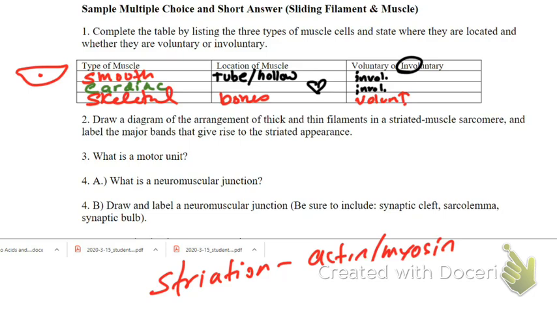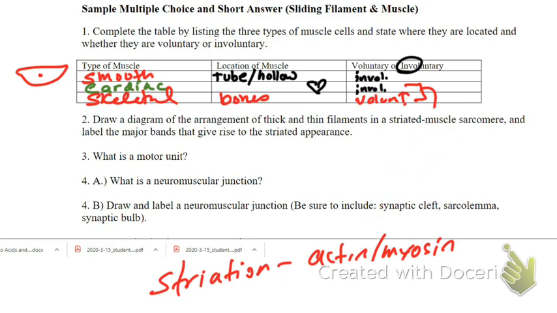Of these three, one other thing we would say is the striations, right? Cardiac and skeletal both have striations, which means they have that particular arrangement of actin and myosin, whereas smooth, hence its name, correct, does not. Okay.